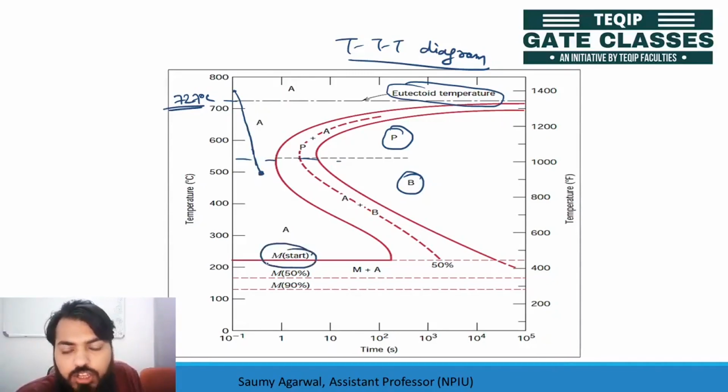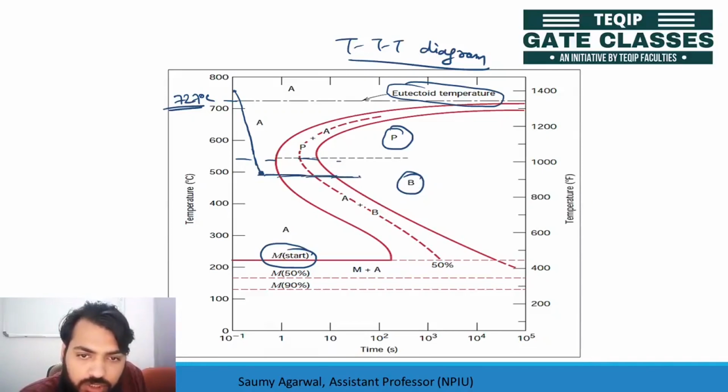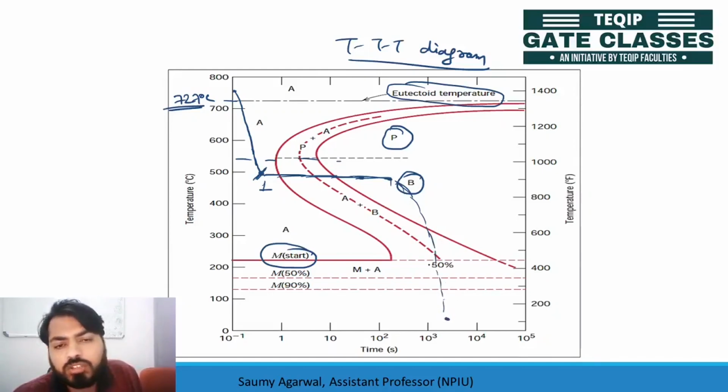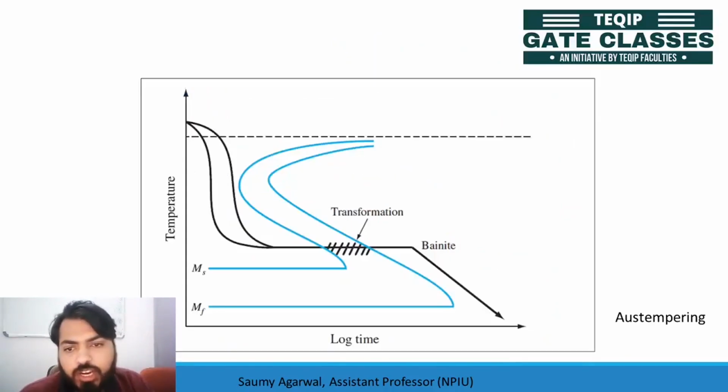This is the MS start temperature, so the cooling should be done above the martensitic start temperature. Then you hold for some period of time, such that the austenite present at this point, let's say at point 1, converts completely to the bainitic structure. Afterwards you cool it down, somewhat like this, below to room temperature. This is roughly what your Aus tempering process is. We can see it in the coming diagram also.